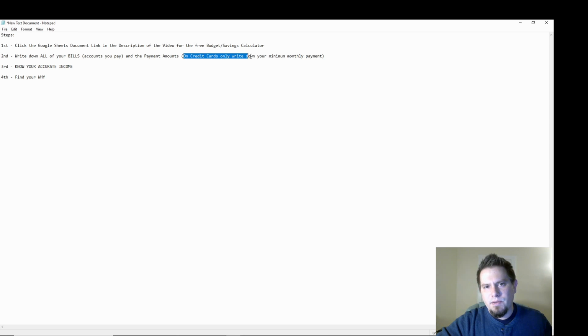Also, if you are paying on credit cards, only write down your minimum monthly payment. Say you have a credit card where you typically pay $200, but the minimum payment is only $50. Only write down the minimum monthly payment, and I'll tell you why. By writing down just the minimum, after you see your income versus what you have left, you can then control how much additional you want to put towards whatever bill, to pay it off quicker, to pay it down, whatever the case may be.